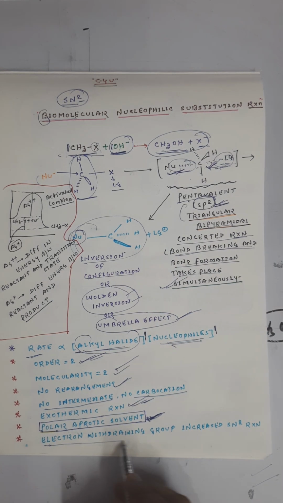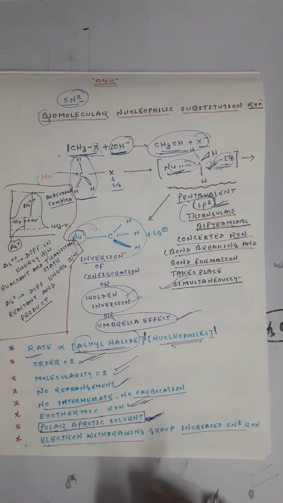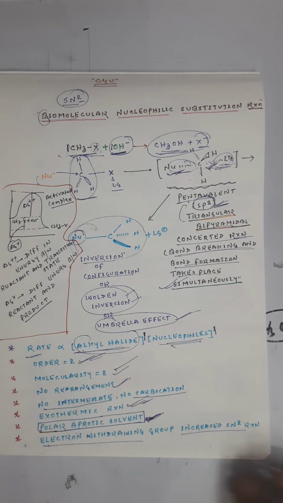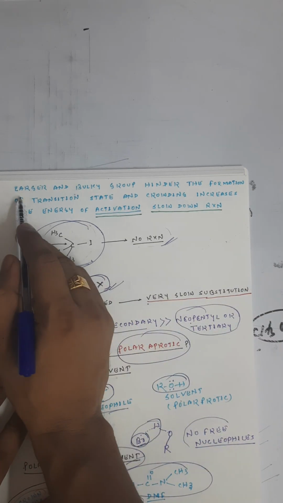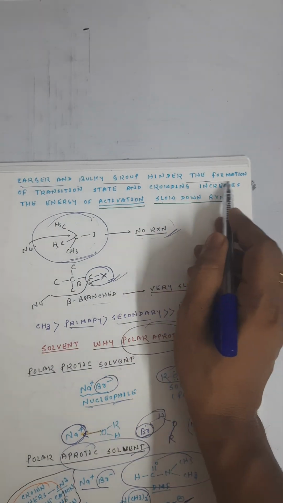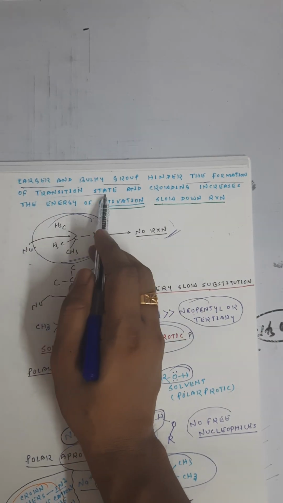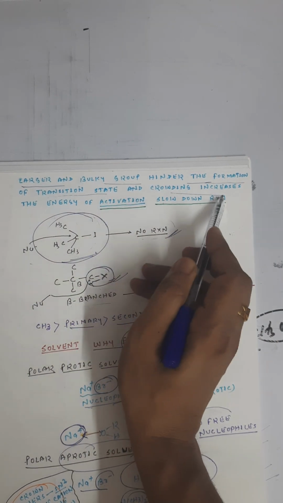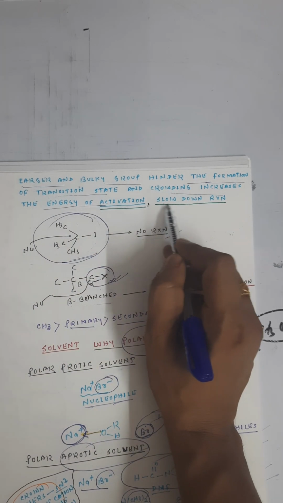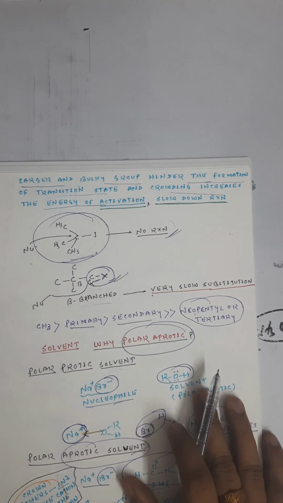Second, an electron withdrawing group increases SN2 reactions. Why does it happen? Why does an electron withdrawing group increase SN2 reactions? All three things we are going to understand here. See, students, larger and bulky groups hinder the formation of the transition state, and the crowding increases, therefore the energy of activation increases and the reaction will slow down. I am telling you one thing.